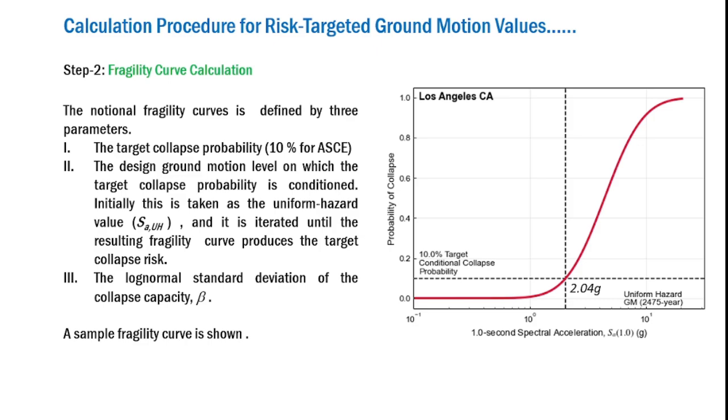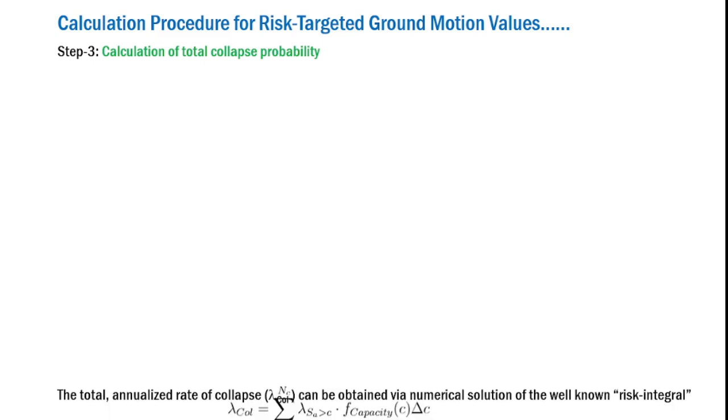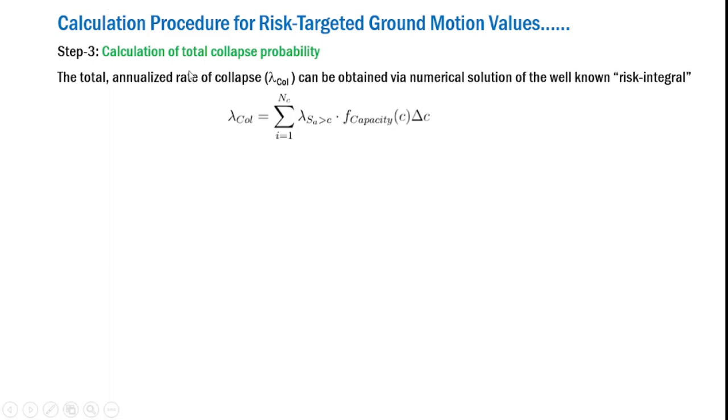So we start from the hazard curve, process it, then we get into the fragility curve. Using all the three parameters, we construct a fragility curve. Having the hazard curve and the fragility curve, we now get straight into the calculation of the total collapse probability, or in other words, the risk element. The total analyzed rate of collapse, lambda col, can be obtained via numerical solution of the well-known integral. This is known as the risk integral.